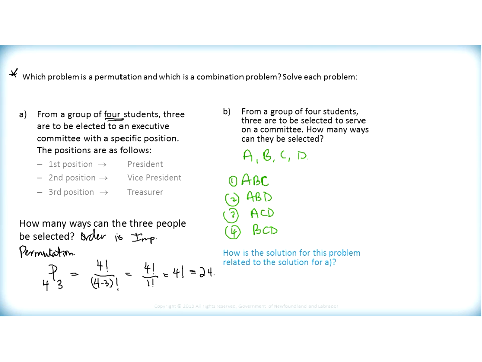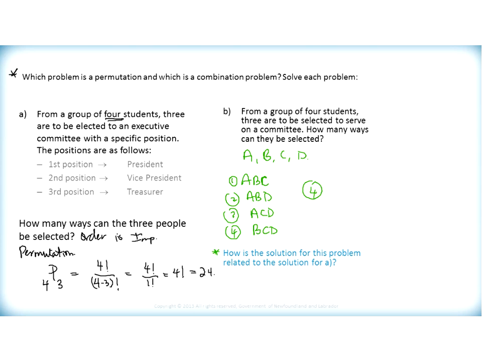And again, the order doesn't matter in which I choose them. If I choose A, B, and C, or if I choose C, B, and A, I still get the same 3 people to serve on the committee. Order isn't important here. I still get the same 3 individuals. They're not being chosen for specific positions, so order is not important. I can choose A, B, and C to serve on a committee, or I can choose A, B, D, or I can choose A, C, D, or B, C, D. So the answer here is simply 4. There's 4 ways of doing this. Now the question is, how is the solution to this problem related to the solution to A?